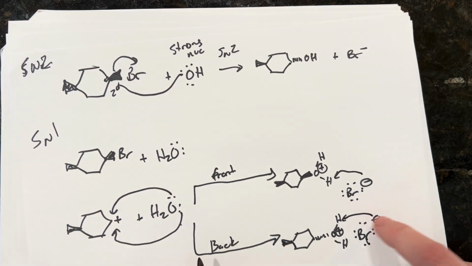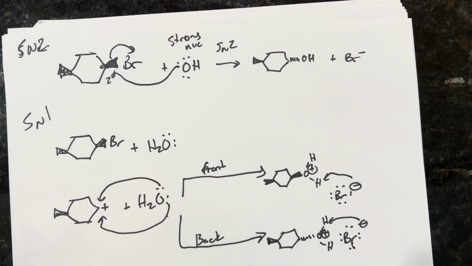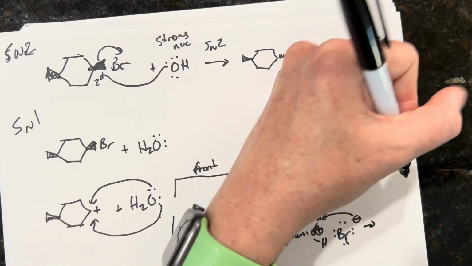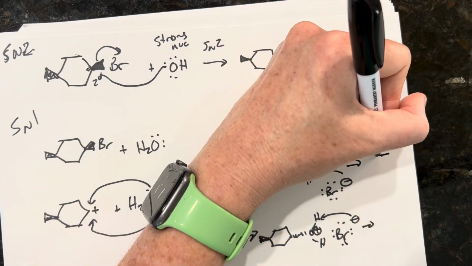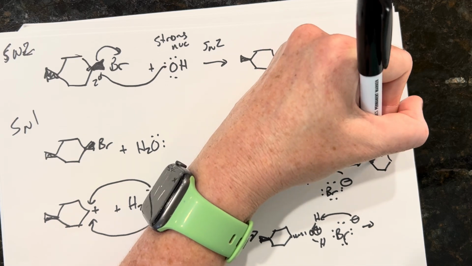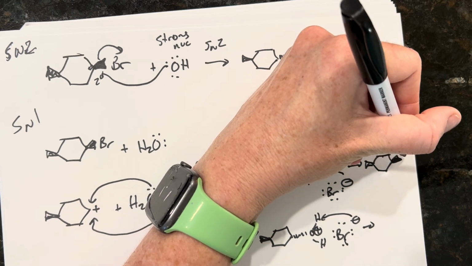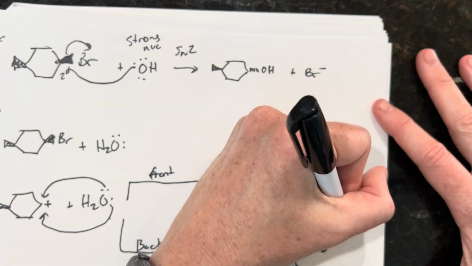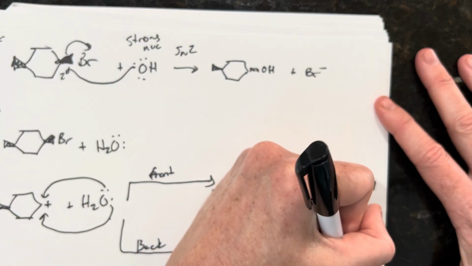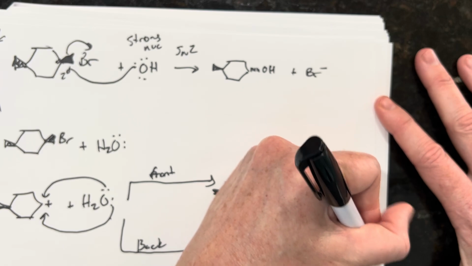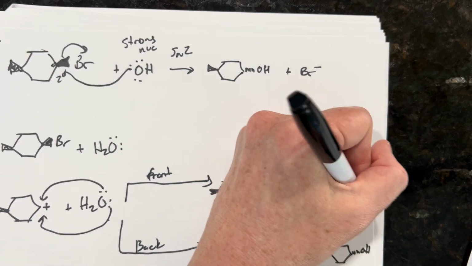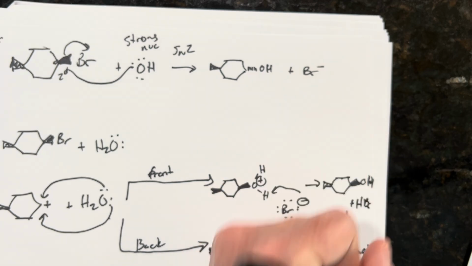Okay, so it's going to grab that proton, and you will be left with HBr in both situations. But an OH there, and equal amounts of cis and trans product with OH, and again, in both cases, HBr.